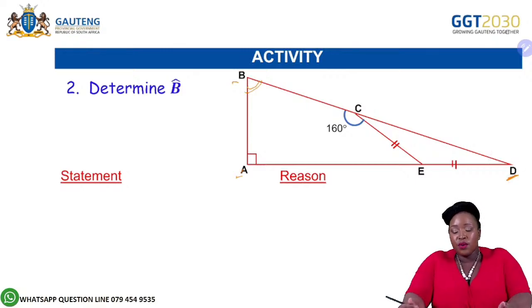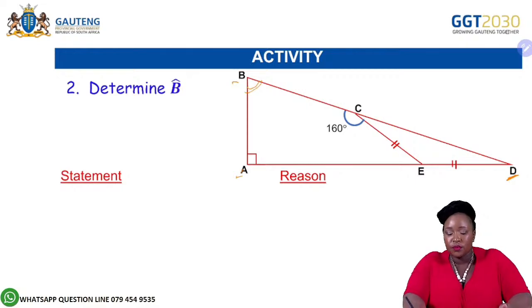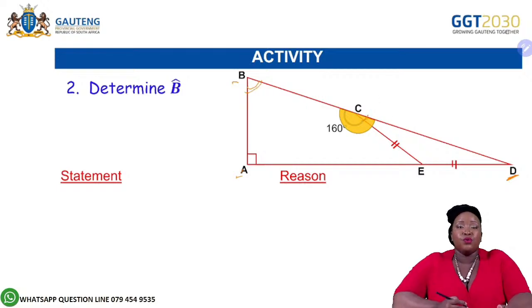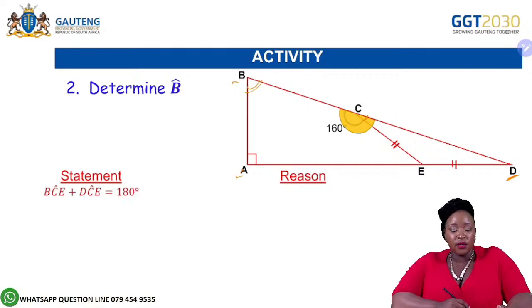All right. How do we find the angle at D? We actually need to use triangle ECD for us to get the angle at D. So if you notice, we've been given that 160 degrees there. So if we add the small angle there, DCE, those will be equal to 180 degrees. So we can say angle BCE plus angle DCE will be equal to 180 degrees.